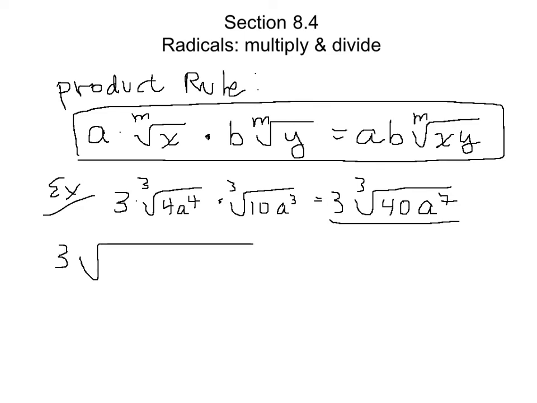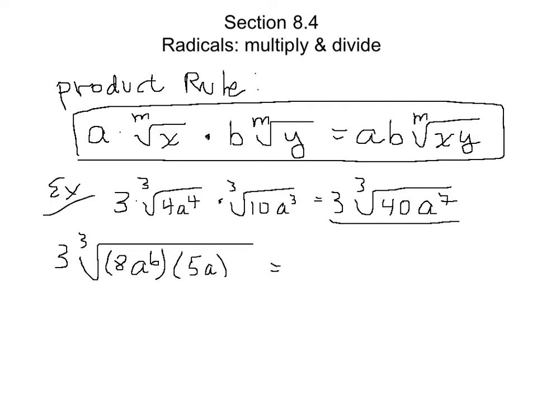Well, let's remember, we want to try to find a perfect cube that is a factor of 40, and that'll be 8. And then remember, the powers of a that we can take the cube root of are multiples of 3, which would be 8, a to the 6th. And what we're left with here is 5a.